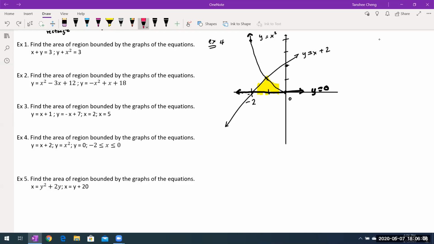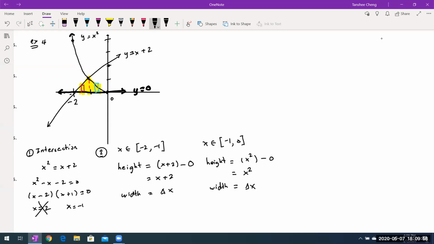First, let's find out where the intersection point is. When we're looking for the intersections, we set the two y values equal, so it will be x squared equal to x plus 2. When we solve this quadratic, we get x equal to 2 or x equal to negative 1. Since we are only interested in the region from 0 to negative 2, we don't have to worry about the x equal to 2 intersection point. We are only interested in this region right here, the shaded area.